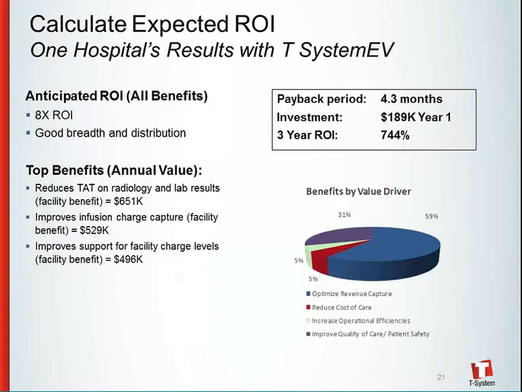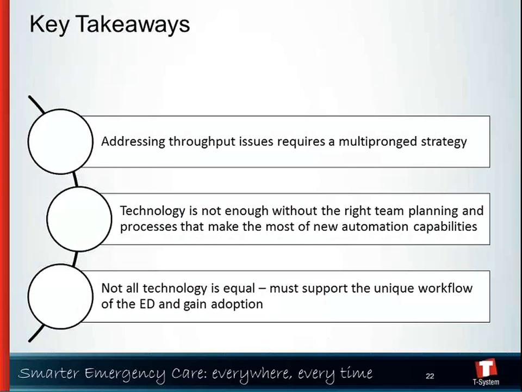Now, this is one hospital's results with T-System EV. They realized they got 8 times their ROI. They reduced turnaround time on radiology and lab, improved infusion charge capture, improved support for facility charge levels. So their payback period was 4.3 months with an investment of $189,000 year one. Their three-year ROI was 744%. So pretty darn good, and we have other information like that that can be provided.